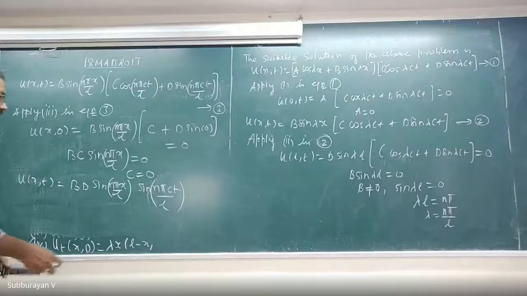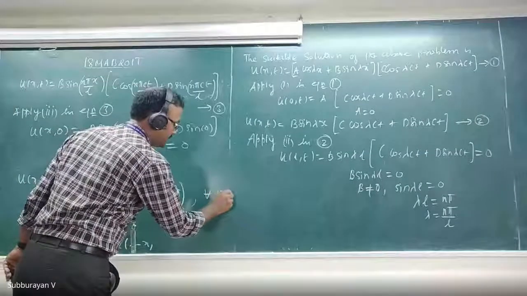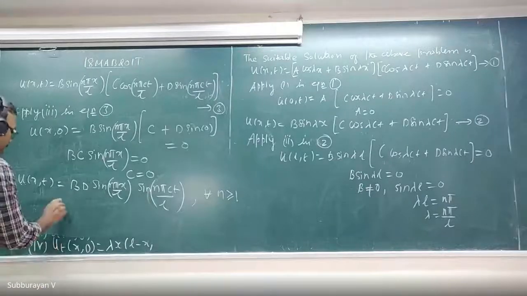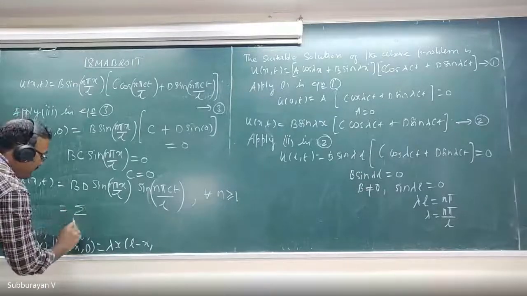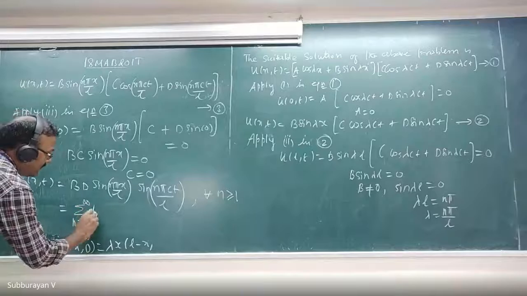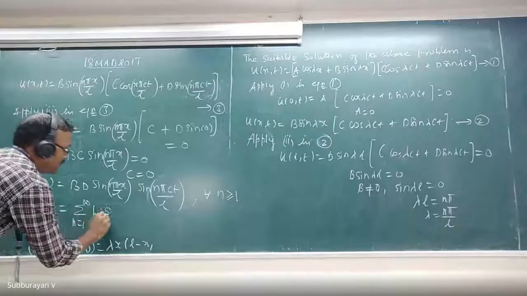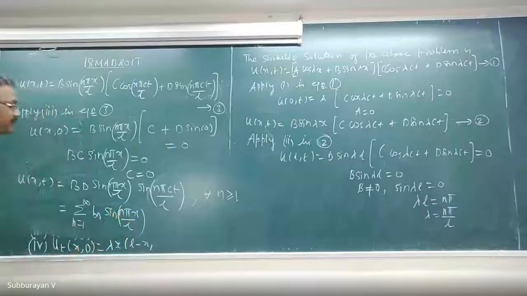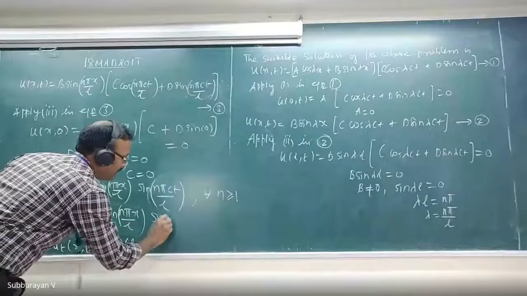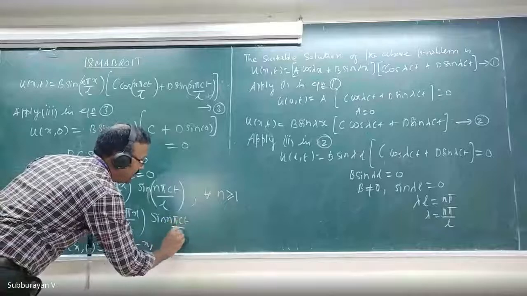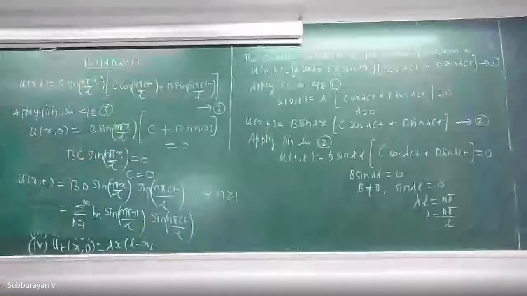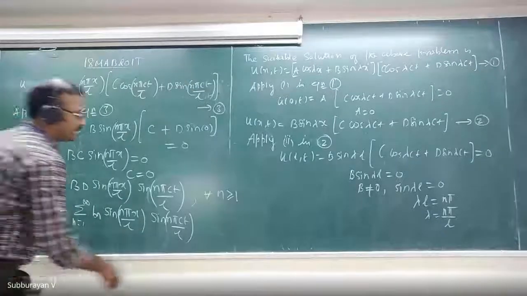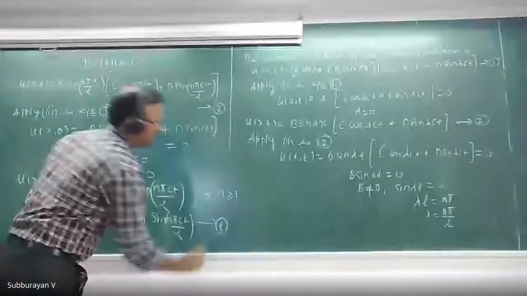And this is true for all n greater than or equal to 1. Then by the superposition principle, you get the series solution: summation n equal to 1 to infinity of bn into sin n pi x by L into sin n pi ct divided by L. Now I call this equation number 4.